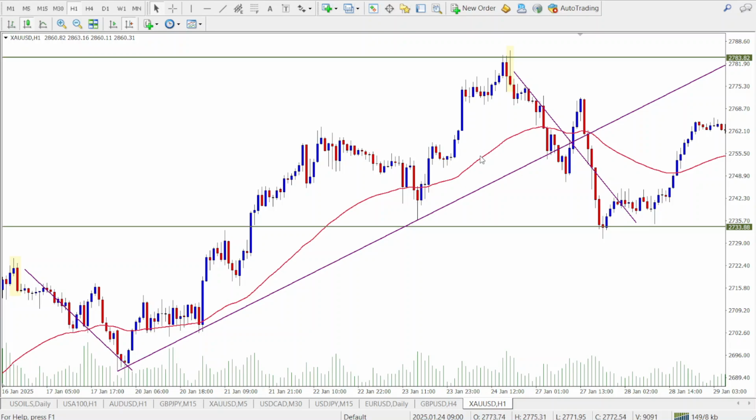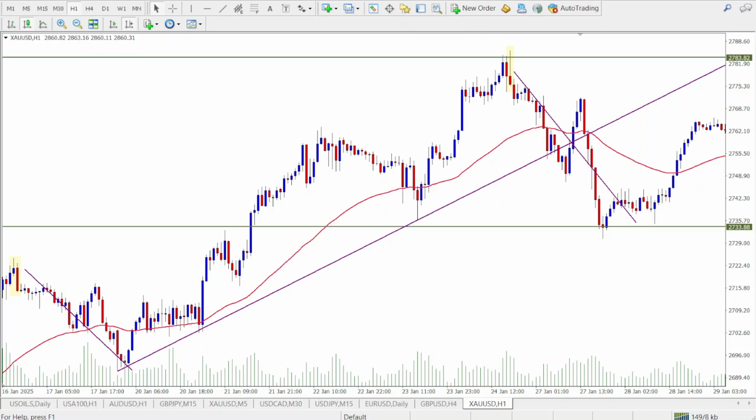Okay, basically never trade candlestick patterns in isolation. Always look for confluence, multiple signals lining up at the same time to increase the probability of the trade working out. Alright, that is very, very important.